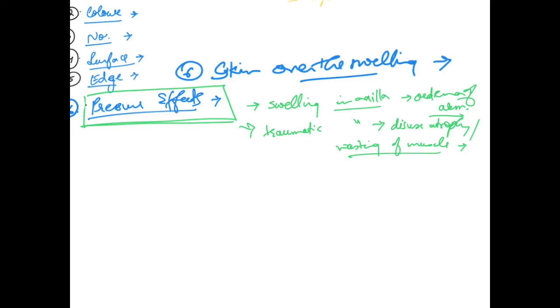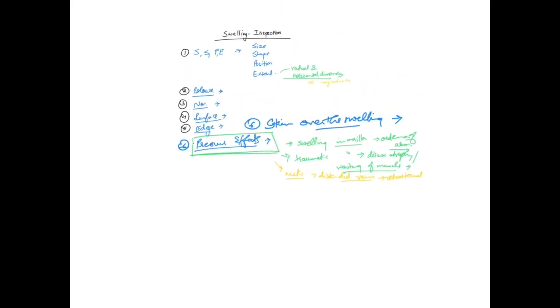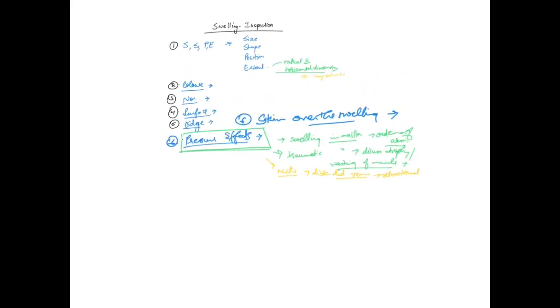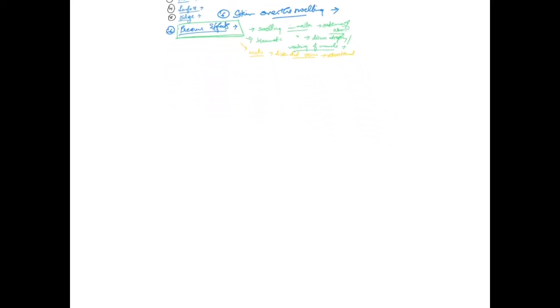Similarly, in neck swellings, you may find distended veins in case of a retrosternal goiter. So those are the things you need to look for here. Now, apart from size, shape, position, extent, color, number, surface, edge, and pressure effects, according to the position of the swelling, you have a few other things that you need to specifically look for.